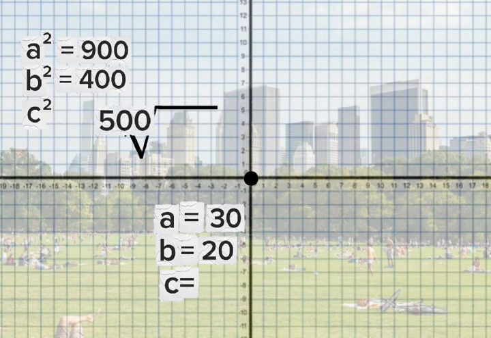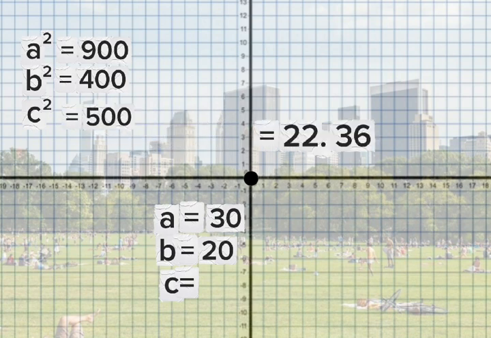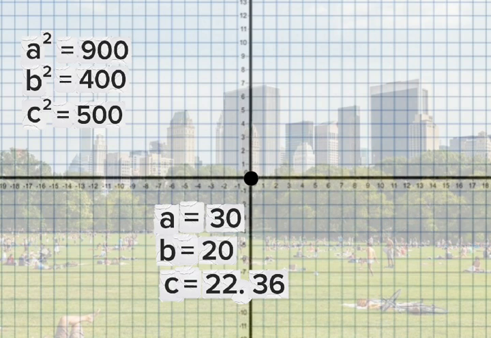Let us find the square root of 500 to find the value of our letter C. 500 has no perfect square, so our answer will be in decimal form. The square root of 500 is 22.36. Now we have completed the values of our A, B, and C in our A squared, B squared, and C squared. Let us now find the measure of the parts of the ellipse.